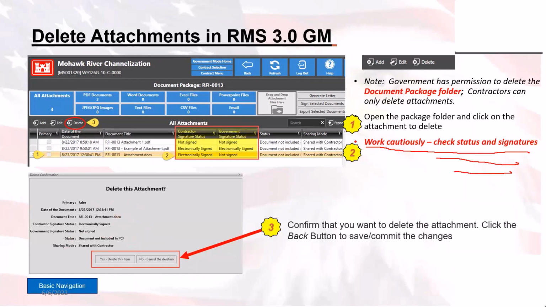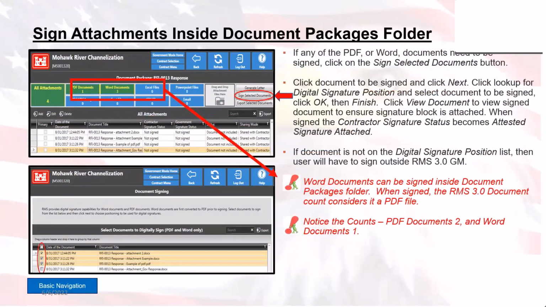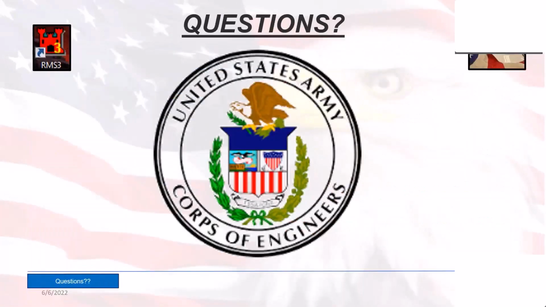And again, with it being part of the legal record. Okay, and this again covers signing documents, and where the Word documents are going to get converted to PDF once they're signed. Okay, at this point, we'll go ahead and open it up for questions.